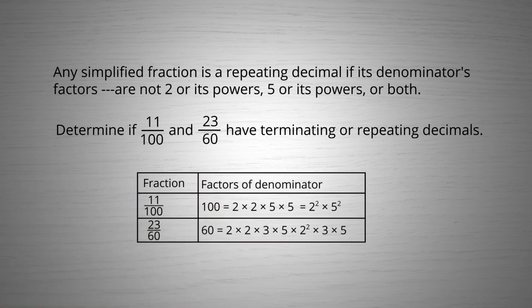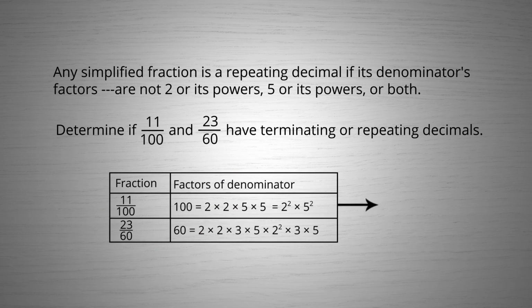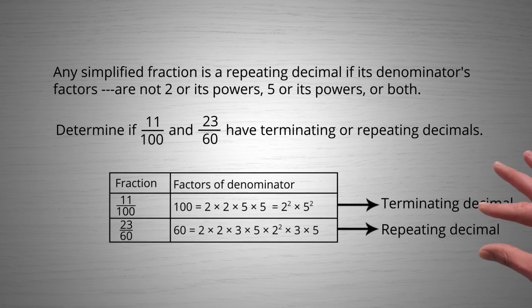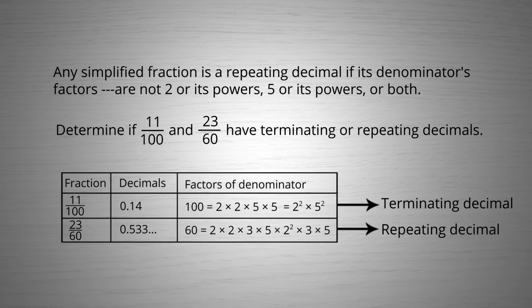Find the factors of the denominators. Thus, 11/100ths should be a terminating decimal, and 23/60 should be a repeating decimal. Find the decimal to cross-verify, and we realize that the conclusion is indeed correct.